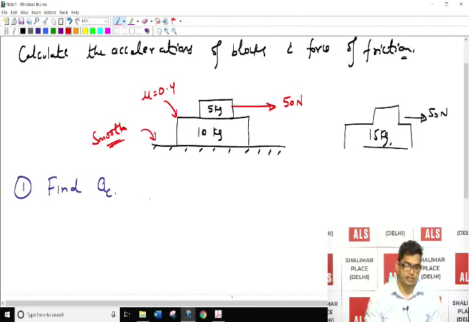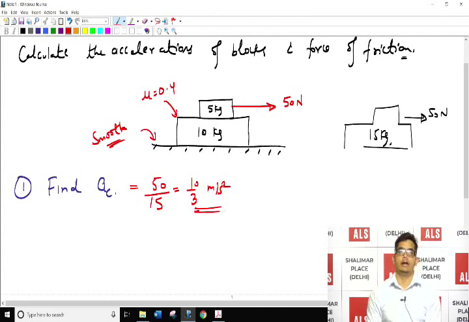The common acceleration is net force 50 divided by total mass. It is 10 by 3 meter per second square, which is 3.33. Very good, Jia.